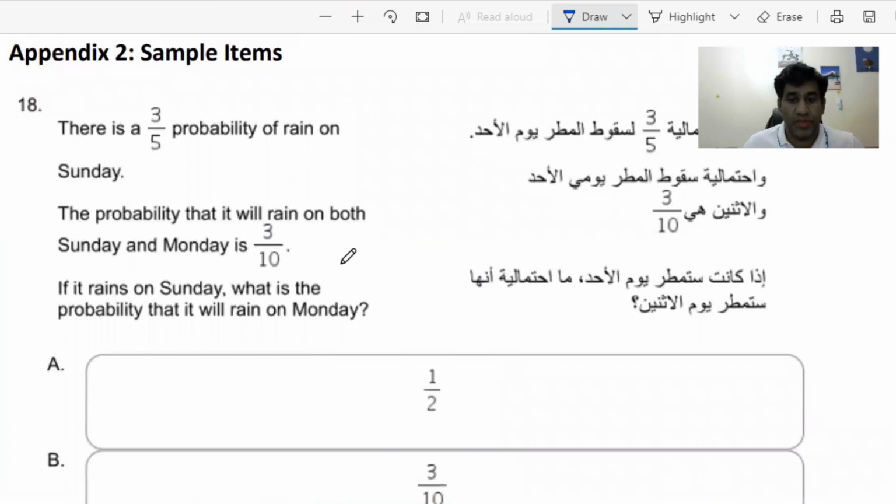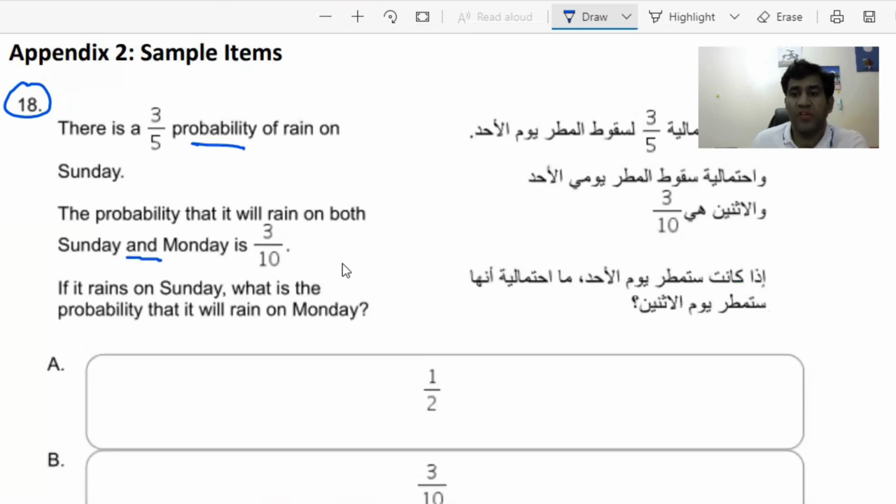Question number 18. It's a probability question. The question says there is a 3 by 5 probability of rain on Sunday. The probability that it will rain on both Sunday and Monday is 3 by 10. If it rains on Sunday, what is the probability that it will rain on Monday? So this is basically the probability of a certain event happening, one day and another. They have given us the probability of raining on Sunday and Monday.